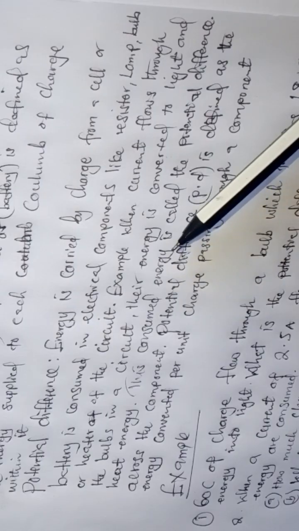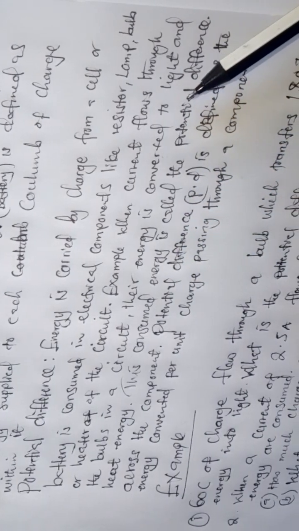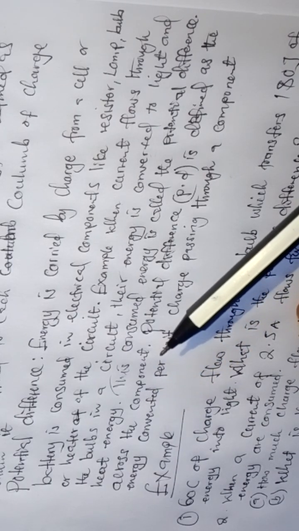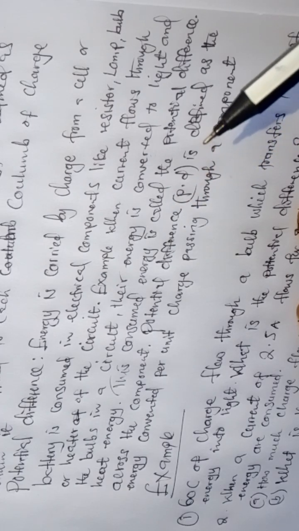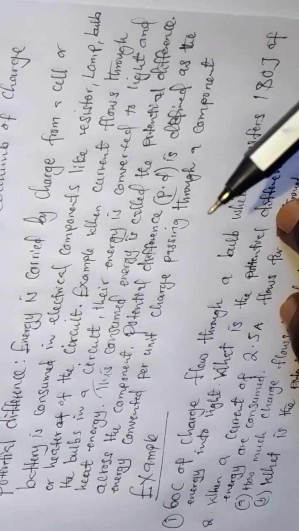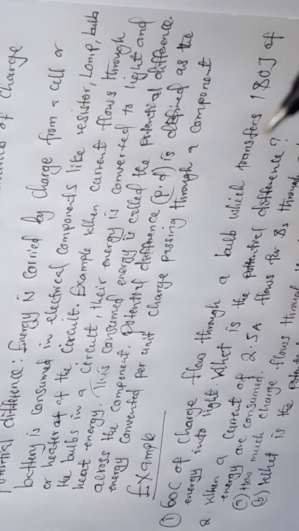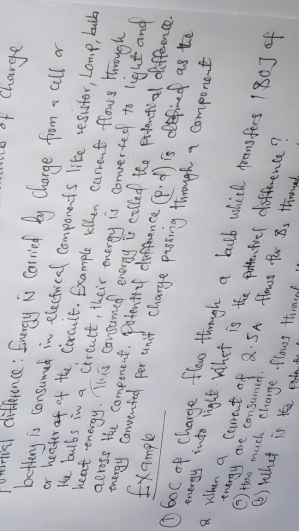Again, they are saying this consumed energy is called the potential difference across the component. So the potential difference, PD, is defined as energy converted per unit charge passing through a component. When we start looking at power, like how we say 1 unit is equal to 1000 kilowatts, that's when we're going to understand this potential difference or voltage well.